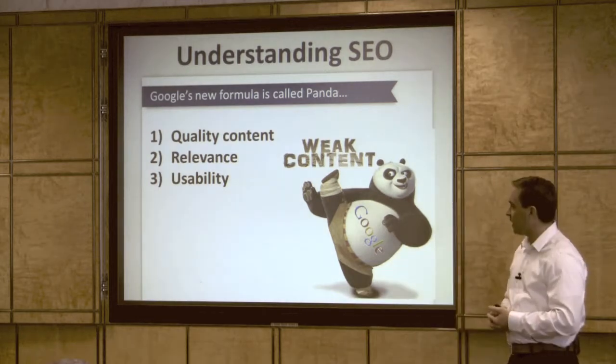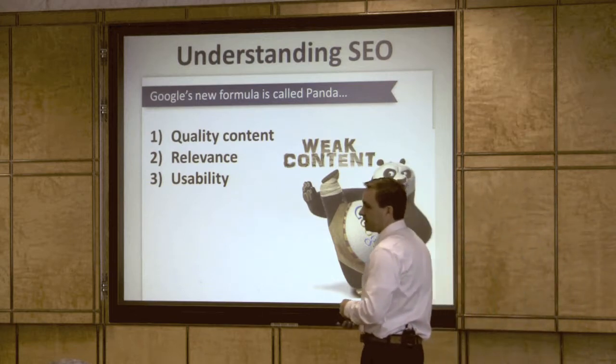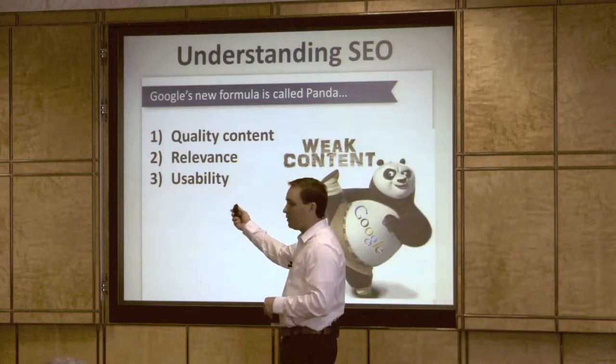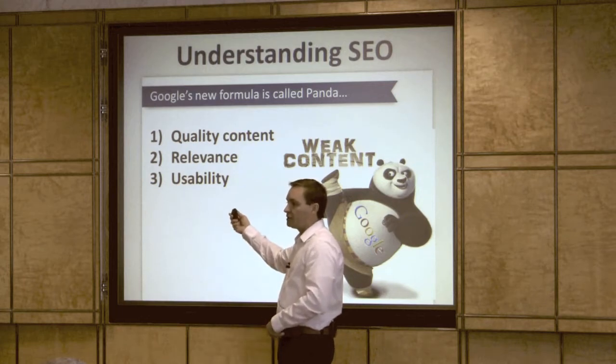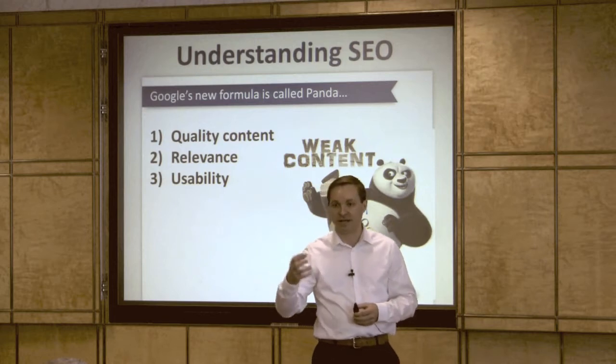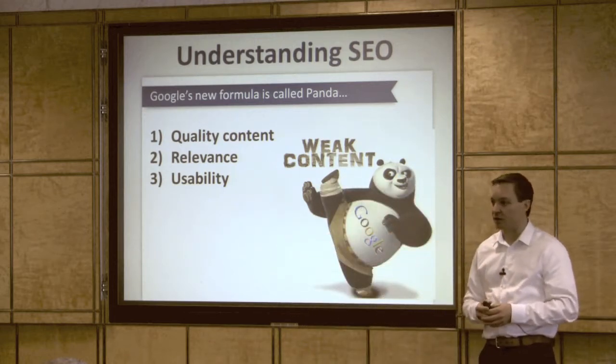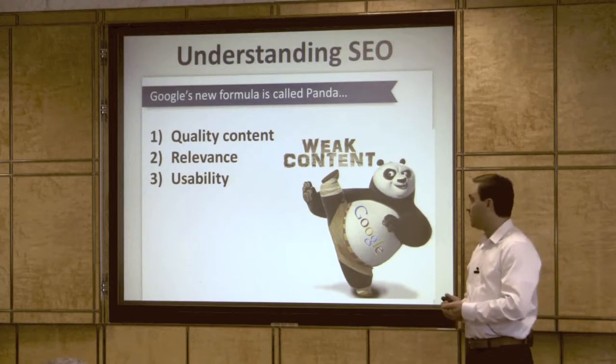So what they look for now is quality content, relevance, and what's interesting is Google's bots know that usability and how to test that now. So Google can actually test the usability of your site without ever even looking at it through their algorithms. So how do they do that?